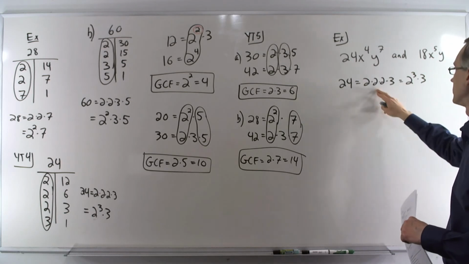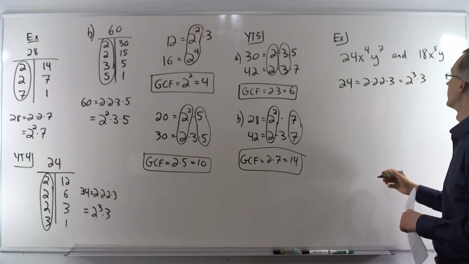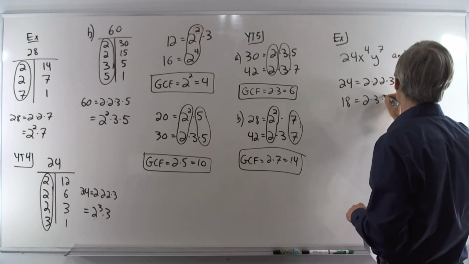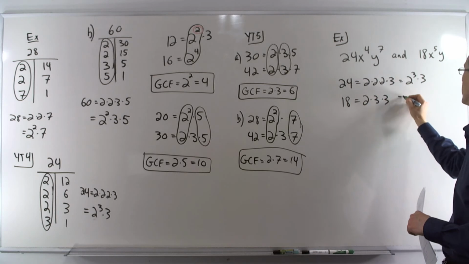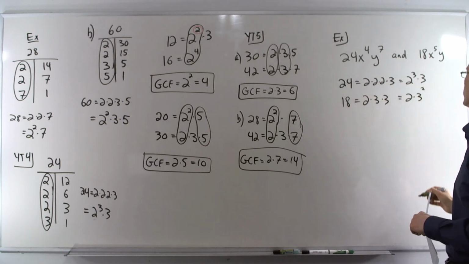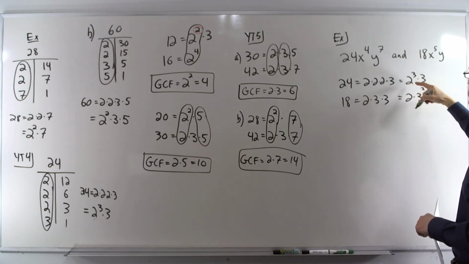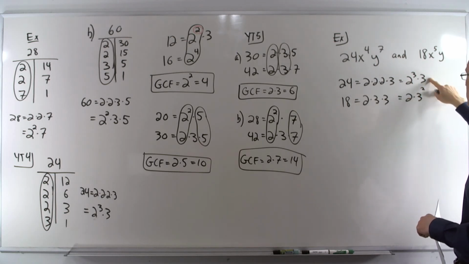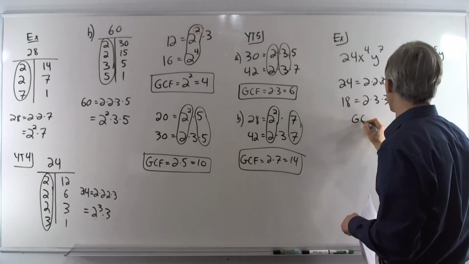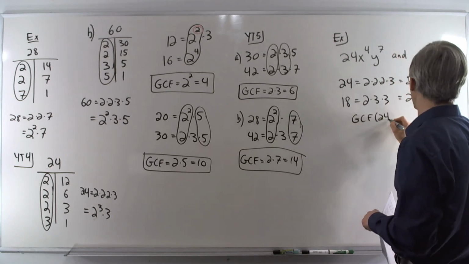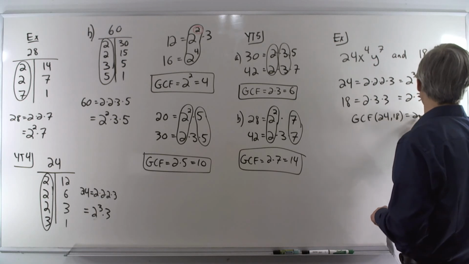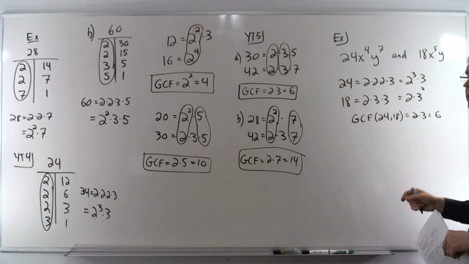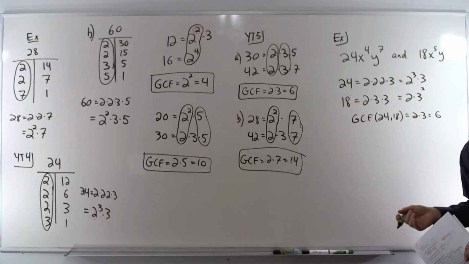It's 24, 2 times 2 times 2 times 3, or 2 to the 3rd times 3. And 18 is 2 times 3 times 3, which is 2 times 3 squared. All right, matching bases. We have matching bases of 2 and 3. Smallest exponent in both cases is 1. So that makes the greatest common factor of 24 and 18 2 times 3, which is 6. So that is going to be the greatest common factor of the monomial we get.